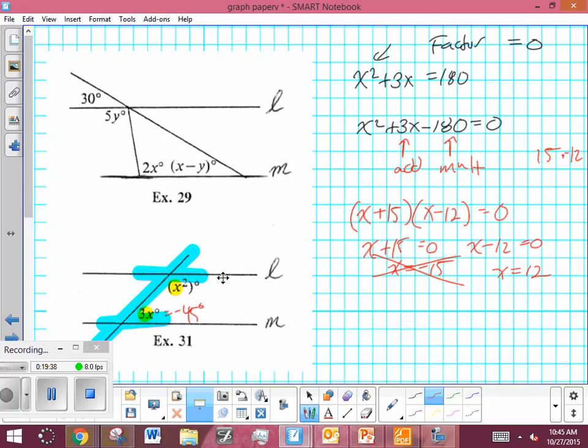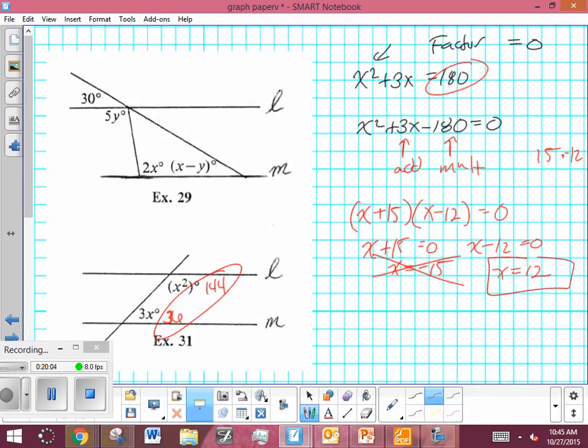It does not work. If I plug it into x squared, I would get 225 for an angle, and we know we can't have angles bigger than 180, so that's not going to work. But if I try 12, plug 12 in, I get 36 here, and I get 144 there. And those are both okay angles. They're legal. That one's positive, and that one's positive, and they're both between 0 and 180. And when I add those together, I do get the 180 that I knew I should have gotten at the beginning. So x is 12. That's my only option.